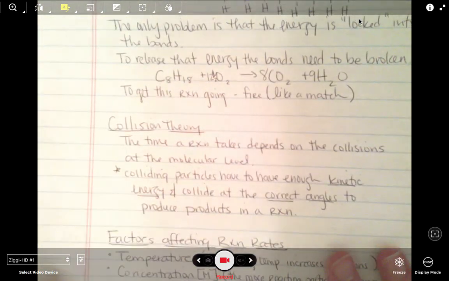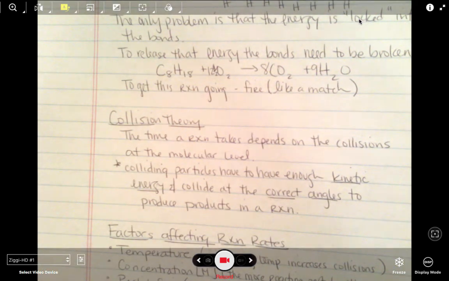Take that one step further, and scientists came up with what's called the collision theory. The collision theory is just about the time it takes for a reaction to happen. Again, most reactions happen very slowly, but we want them to happen faster. And so we figured out ways in which we can speed up the rate of a reaction. A reaction is really going to occur on the molecular level between the collisions of the molecules.